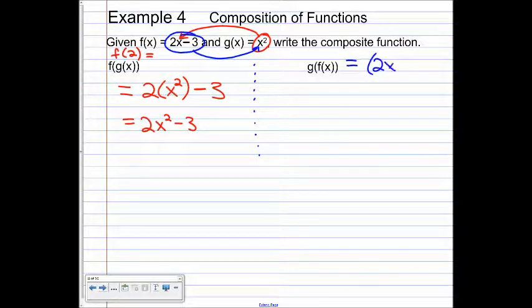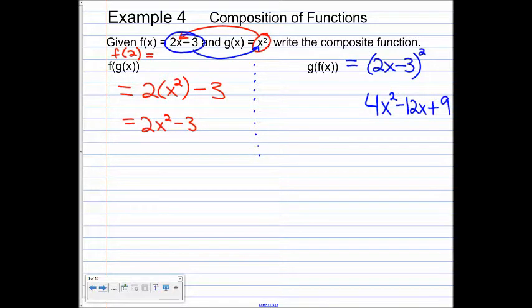You're more than welcome to leave it like that. If you wanted to actually expand it and do the multiplication, you could. Again, you don't have to, but it would be 4x squared minus 12x plus 9. You do not have to do that. It is totally okay.